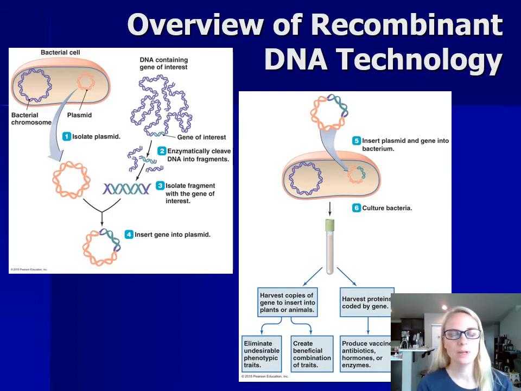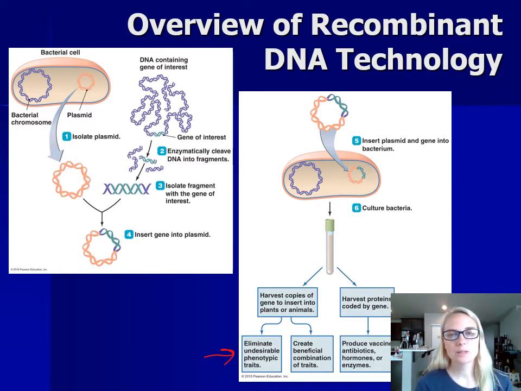So in this example, the three goals of recombinant DNA technology are down here in the bottom boxes. Eliminate undesirable phenotypic traits, create beneficial phenotypic combinations, and produce vaccines, antibiotics, hormones, or enzymes. So removing bad things, producing new beneficial traits, or producing a product, something that can be used by people, pretty much. So we are going to track how this could potentially be done in an example using, let's just say, insulin. So the gene to make insulin.